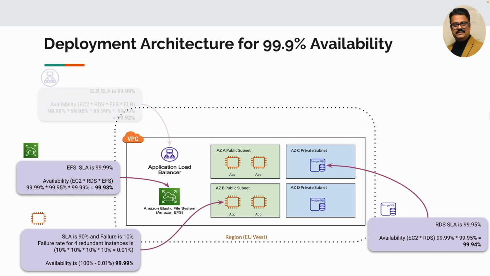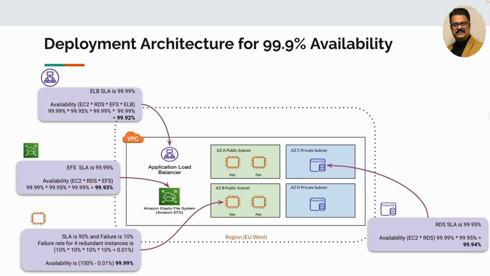The SLA for ELB is 99.99%, and we will be multiplying the ELB SLA by our current availability, which is 99.93%. So the new availability after adding ELB is now 99.92%. So far, we have added multiple EC2 instances. We also added a highly available database service, managed shared file storage, and a load balancer.